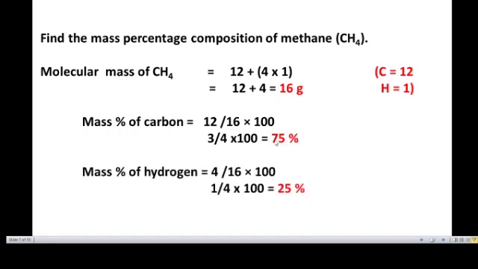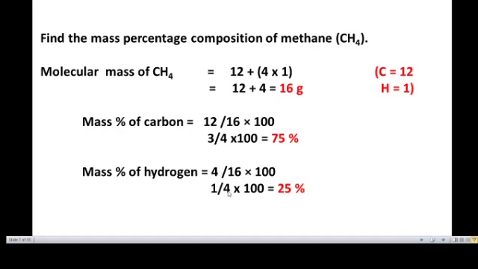Next step, mass percentage of hydrogen. This is the second element. How many atoms of hydrogen are present in methane? 4 hydrogen atoms. Mass percentage of hydrogen is equal to 4 by 16 into 100. As per the formula, 4 by 16 into 100, or 4 into 100 by 16. The simplest form of 4 by 16 is 1 by 4.